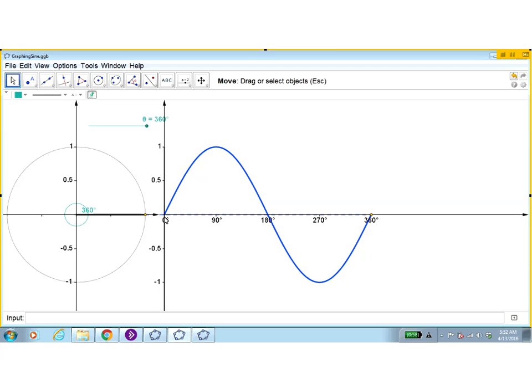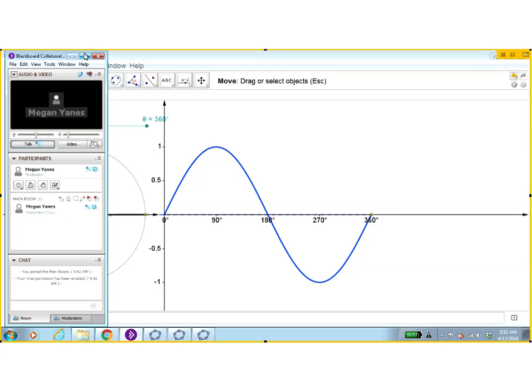So again, this is called one period. This is my period length. My period length is 360 degrees, or 2 pi, because that's the amount of time it takes for this graph to complete one full cycle. All right. And that was sine.